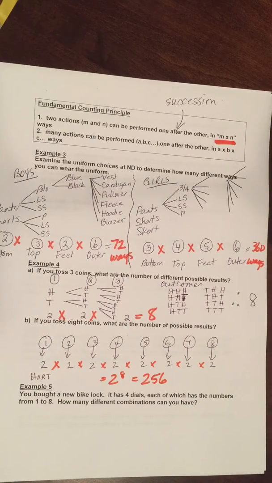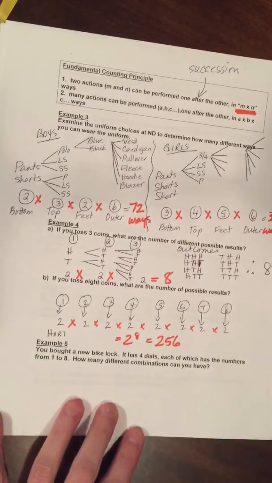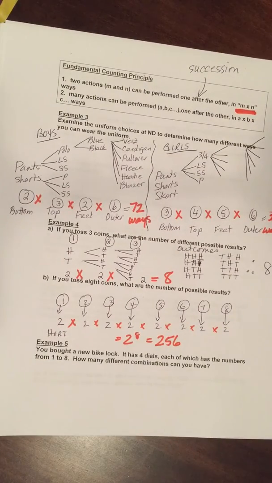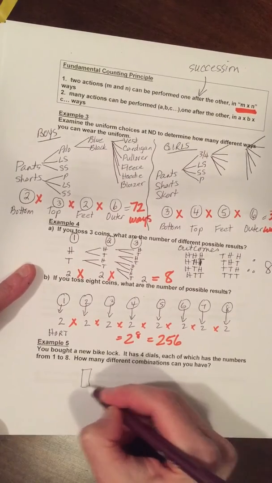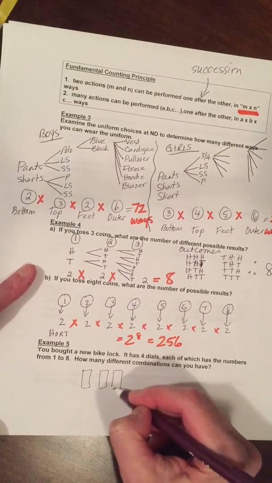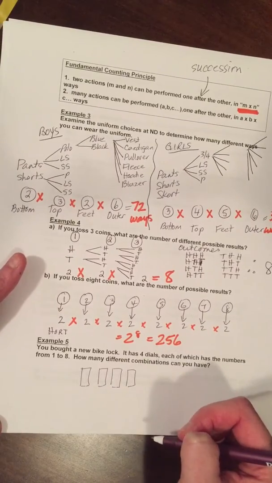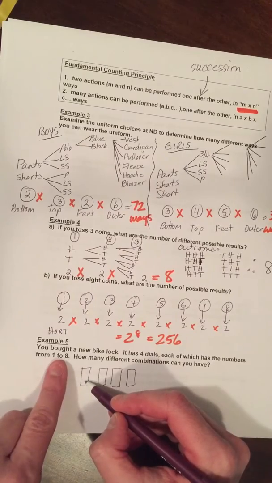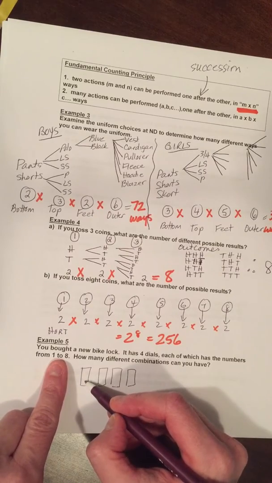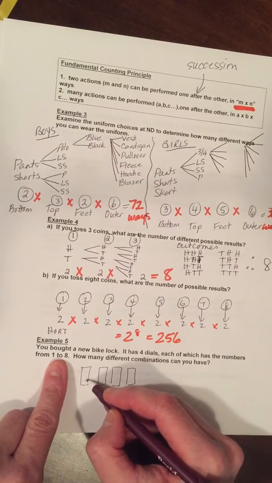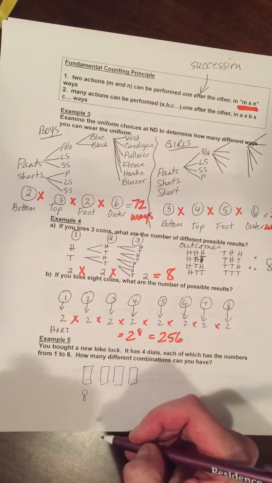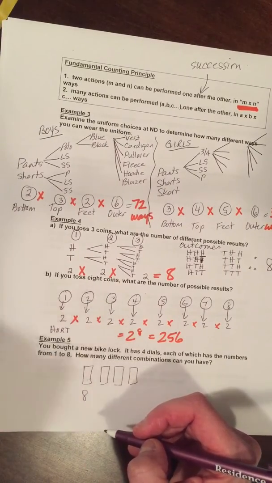Okay, let's take a look at another one. You buy a new bike lock. It has 4 dials on it. You can envision one of those locks with the 4 dials. Each of which has the numbers 1 to 8. So let's envision, here's dial 1, here's dial 2, here's dial 3, here's dial 4. How many choices do I have available to me for the first dial? I've got 8. 1, 2, 3, 4, 5, 6, 7, 8.